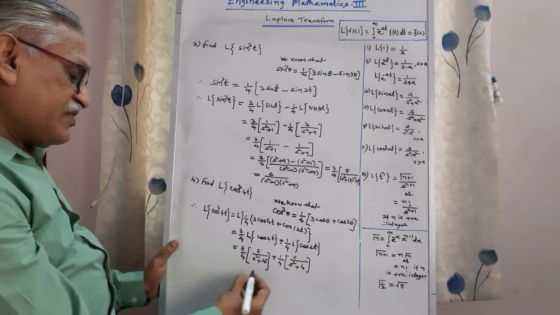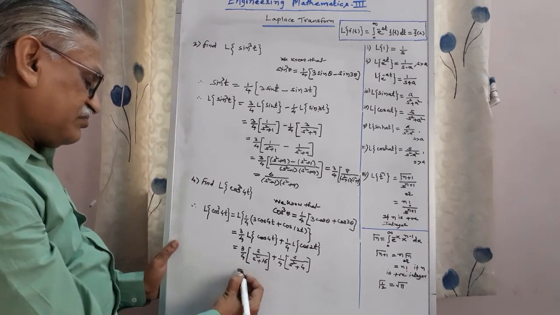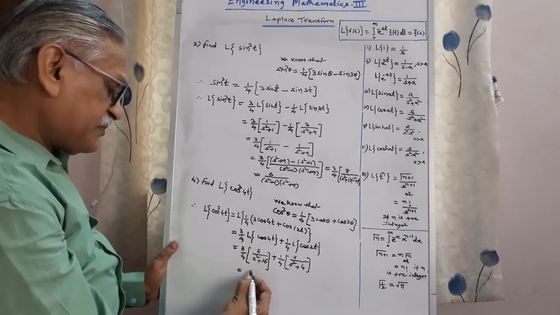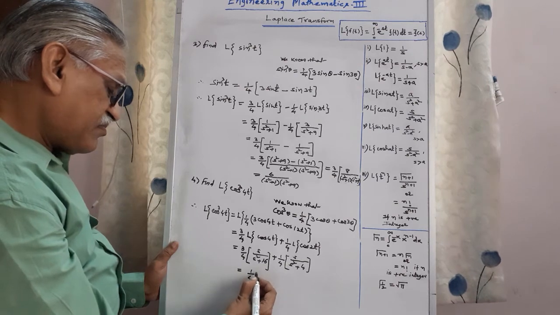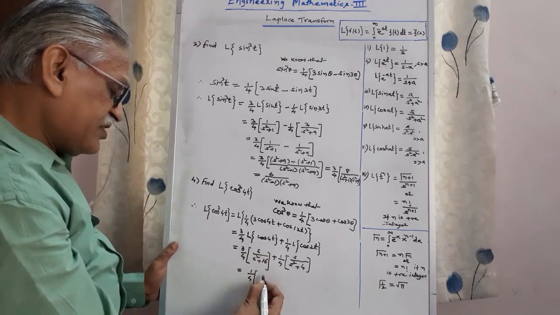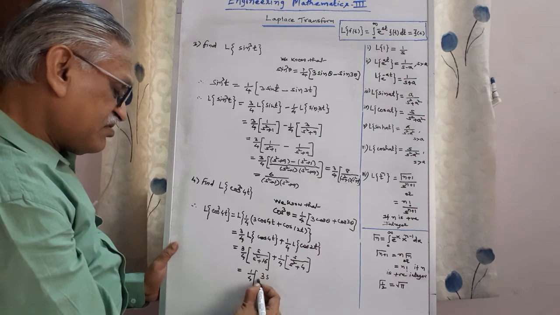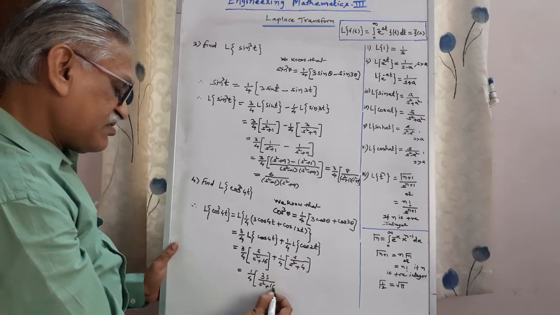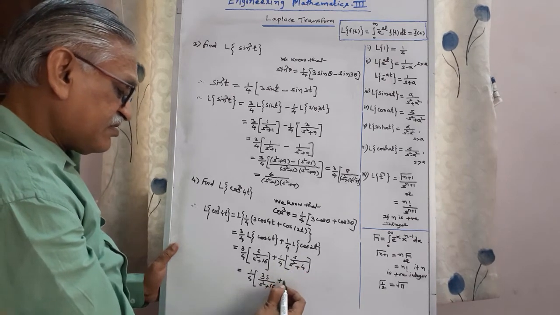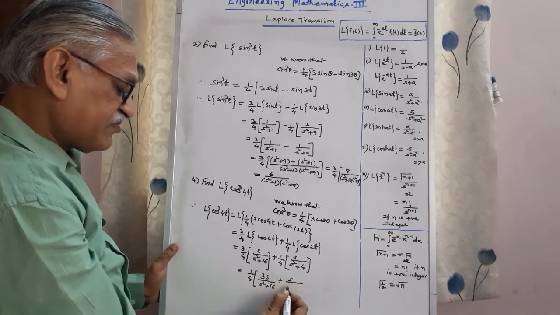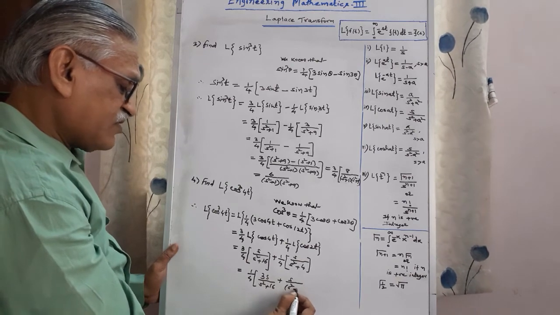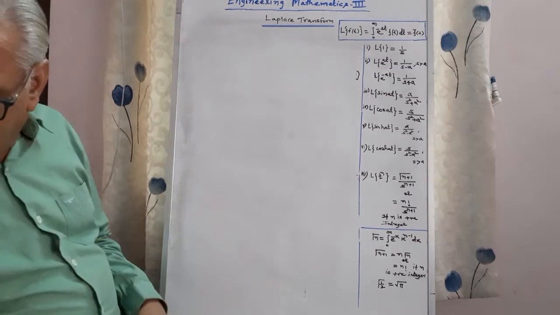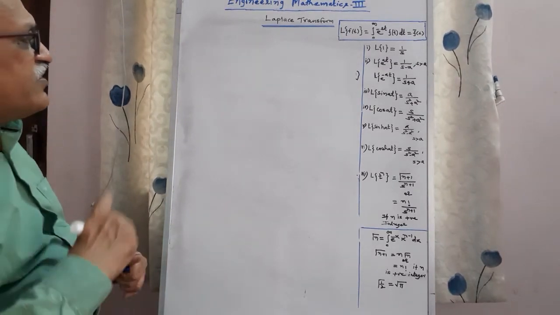We can keep this as it is, or we can simplify it further by taking 1 by 4 common. Therefore here it is 3s divided by s square plus 16 and plus s upon s square plus 144, a required Laplace transform. Then I will write down the factorization formulas.